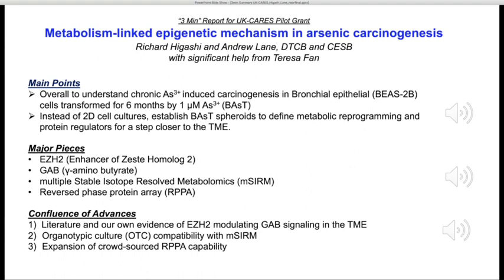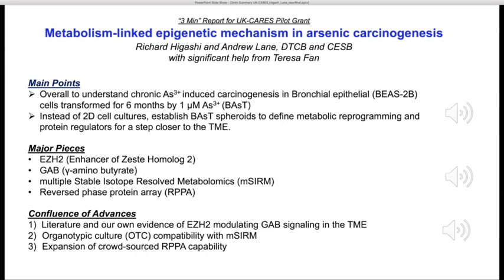described in the report. Another piece that's important is stable isotope-resolved metabolomics. We are the pioneers in this area that can trace metabolism in great detail, especially metabolic reprogramming in cancers, and reverse phase protein array, which is an antibody-based array method that can query many proteins all at once.